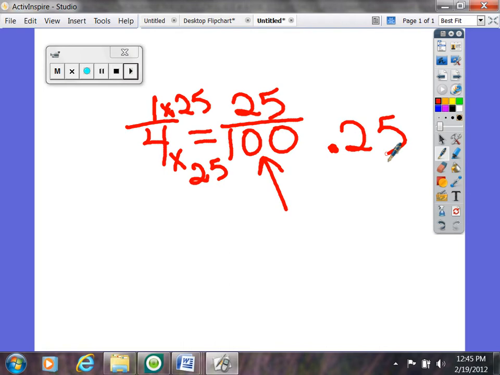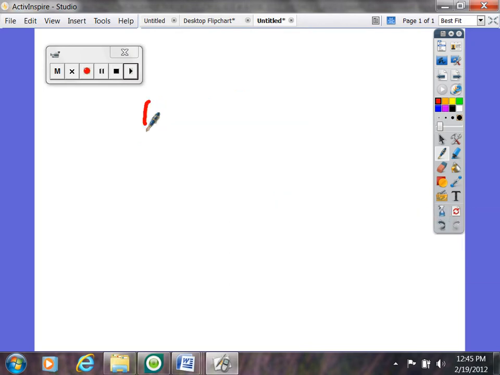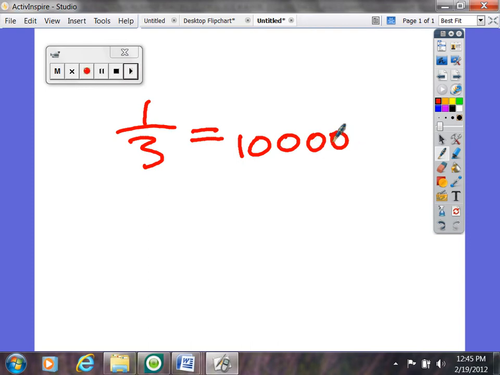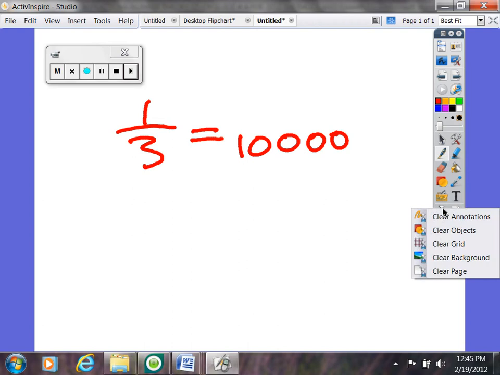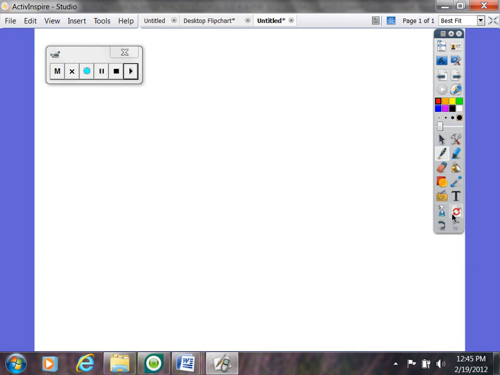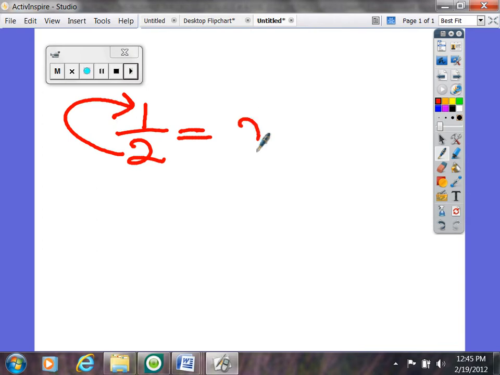Let me put the last one I had up here, 1/3. Let me see if I can do that with 1/3. 3 won't go into 10 evenly as a whole number. Won't go into 100. Won't go into 1,000. Won't go into 10,000. So what do I do? Well, the other method to change a fraction to a decimal is to divide the numerator by the denominator. In other words, divide the bottom number into the top. So I'm going to do that.